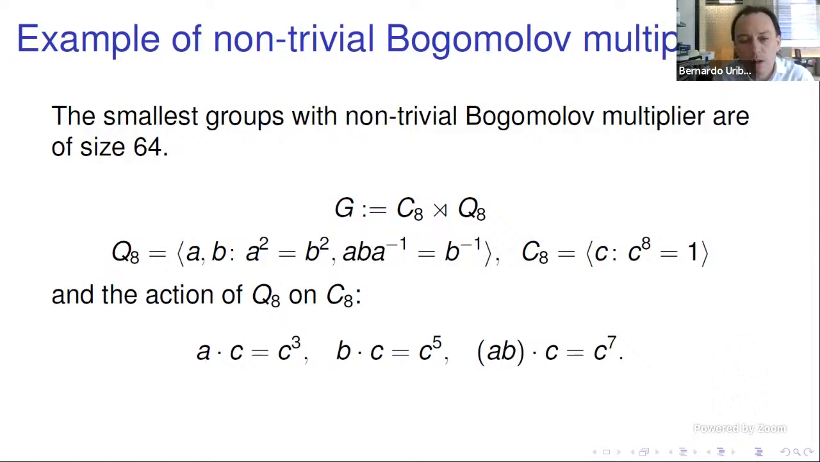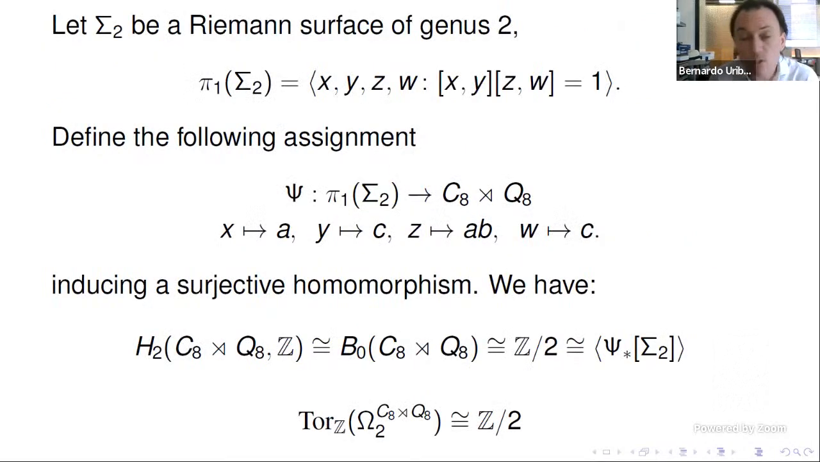So which group has non-trivial Bogomolov multiplier? The smallest is of size 64. Of course, these are all big groups. And because of the size, in some sense, or because of the structure, it was not noticed by these calculations of Carlos. This one is one of them. There are many others. There are three in the same isoclinic class. But you could take this one, the quaternions acting on the cyclic group of order 8 in this very simple fashion. And once you know this, it's easy to show that the Bogomolov multiplier is isomorphic to the homology, and the homology is Z2.